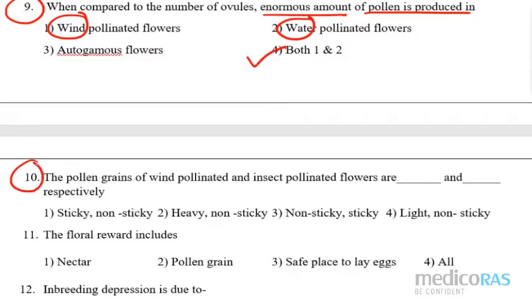Come to question number 10 please. The pollen grains of the wind-pollinated and the insect-pollinated flowers are. They are asking about wind-pollinated pollen grains. Should it be sticky or non-sticky? Definitely it should be non-sticky, right? And if it is insect, then definitely it should be sticky. So what will be the correct answer? 3 will be the correct answer.